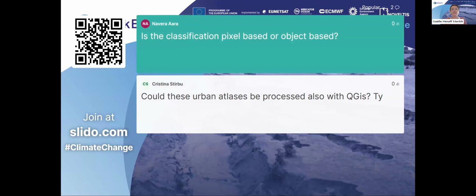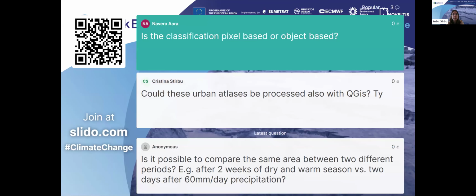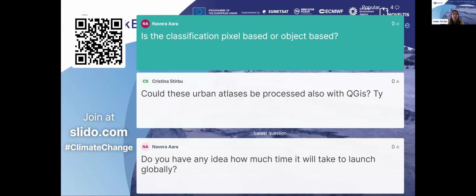The next question, is the classification pixel-based or object-based? So when we are computing some of the classifications, we use area-based. Although we are working with pixel-based, so rasters, we do use areas to compute this information, because if we were using only pixels, we would yield 100% of everything in each pixel. So we need to consider a bigger area to compute the statistics. Yes. Okay, thanks. Makes sense.